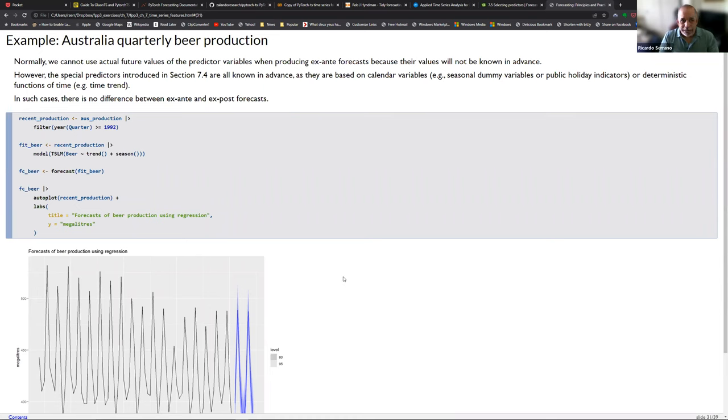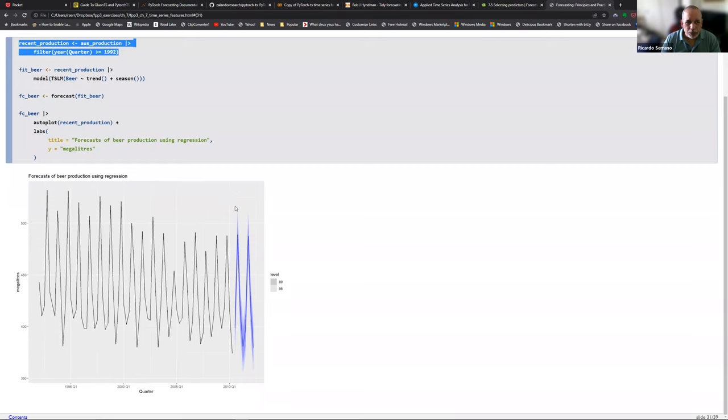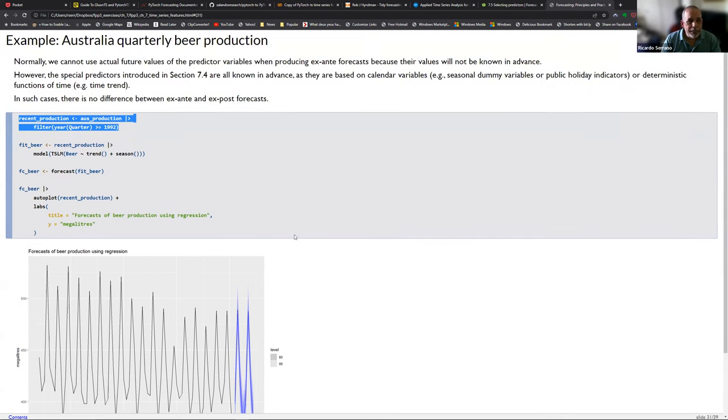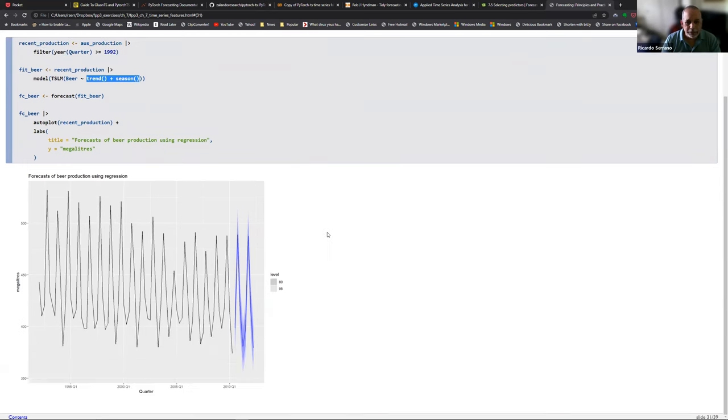Okay, so let's go back to the beer production, right? We're going to use the same data set after 1992. We're going to fit it, and then we're going to plot it. And one of the things that we are now introducing here is what are called prediction intervals. And as you can see, there is an 80% prediction interval, and also a 95%. Okay, we're using the trend, we're using the seasonality here, etc. All right.